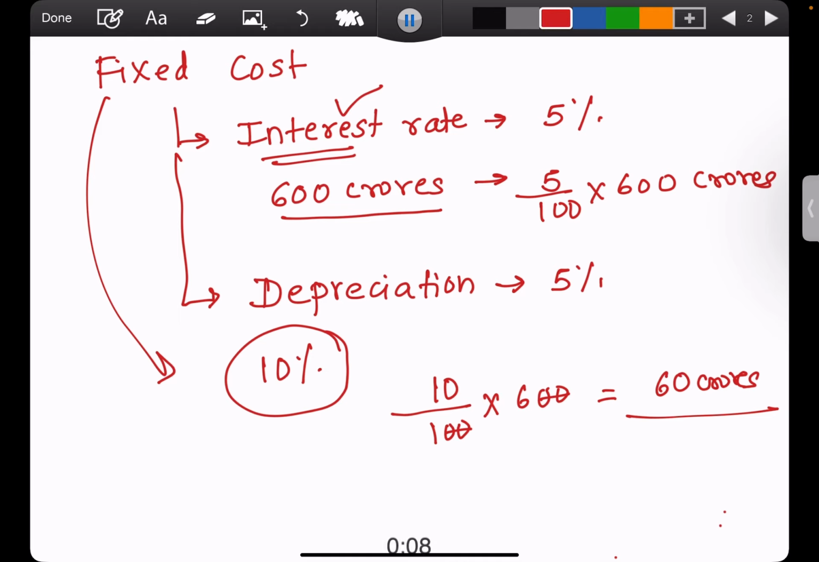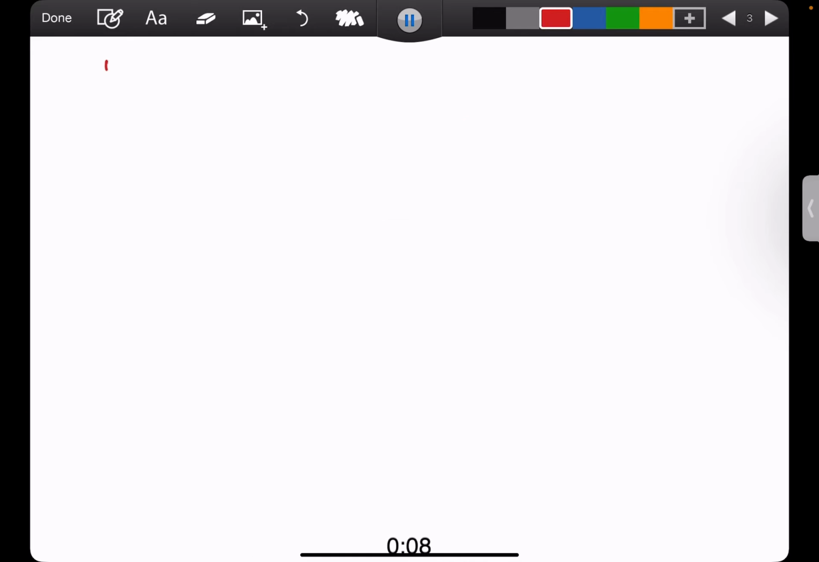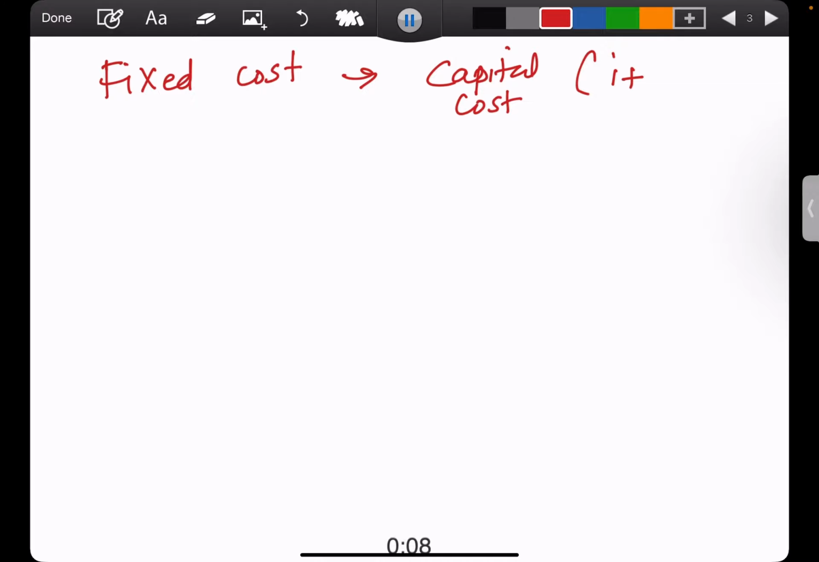So how do you calculate the fixed cost? For calculating the fixed cost of any power plant, what you need to do is multiply the capital cost with the rate of interest plus the rate of depreciation. If you multiply, then you will get the fixed cost.